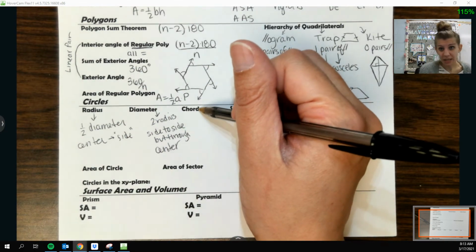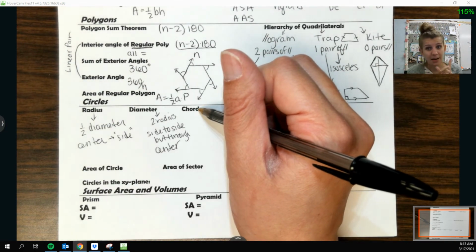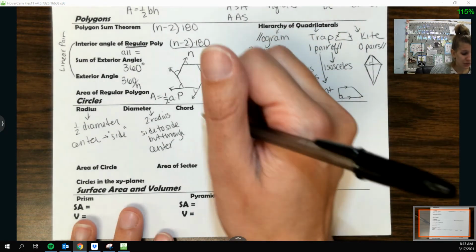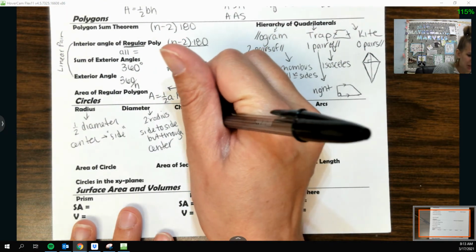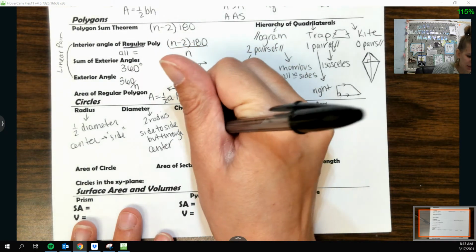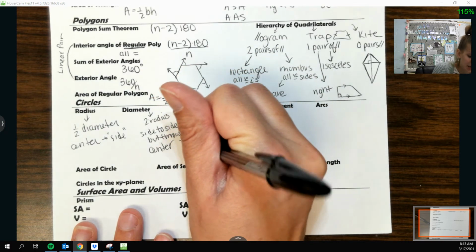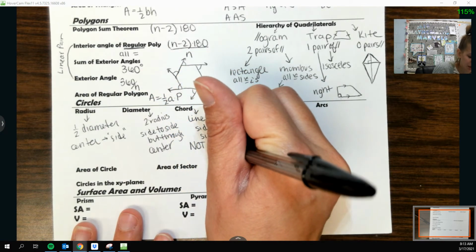Now a chord is kind of like a diameter where it connects side to side, but it does not go through the center. So a line segment, side to side, not through the center.